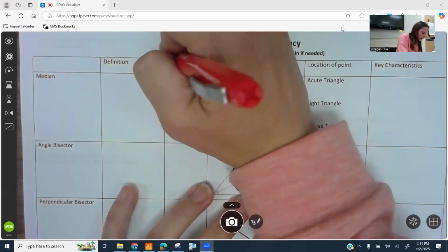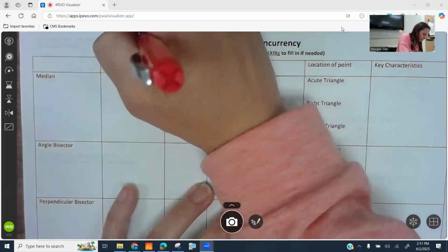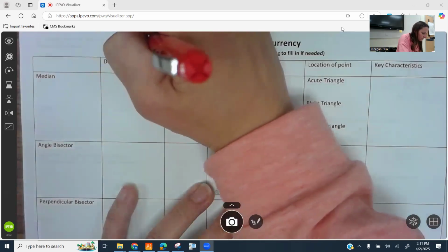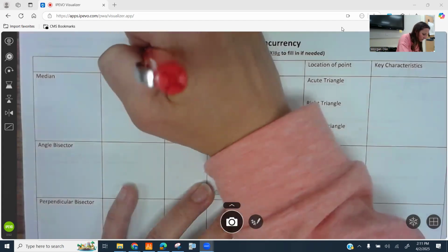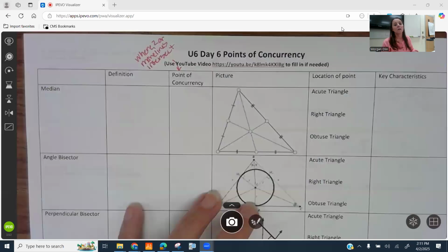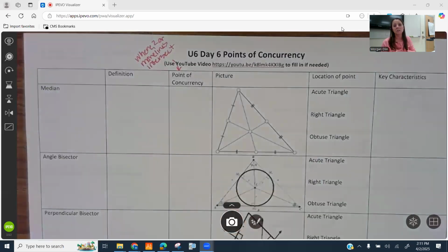This is where two or more lines intersect. In our case, we're going to see where three special lines intersect. Now, there are a few things that you have to know first, like what is a median? Some of these things you may have heard before and you have learned in previous math classes, but we're bringing them back up here. All right, so here we go.